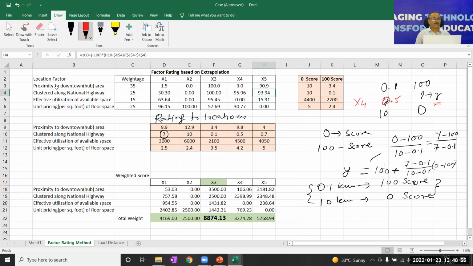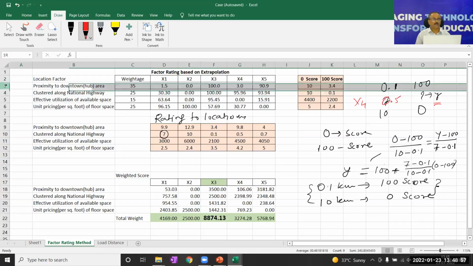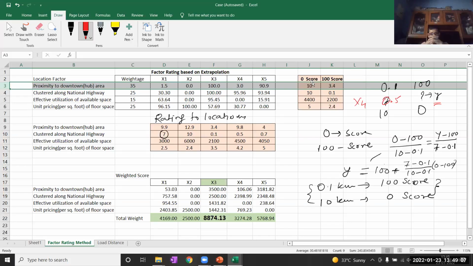Similarly, for other factors, you have to first find the ideal one and the worst one, that is 100 and 0. For example, proximity to downtown. First establish this criteria, which will be the best and which will be the worst. In this case, it is mentioned that 10 kilometer will be the maximum value which we will use for extrapolation. So a distance of 10 will get a 0 score.